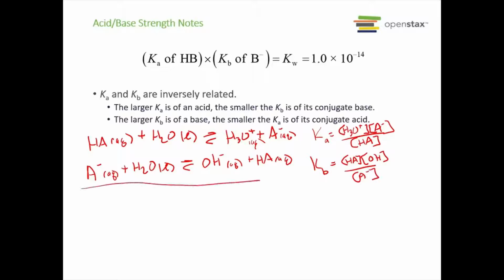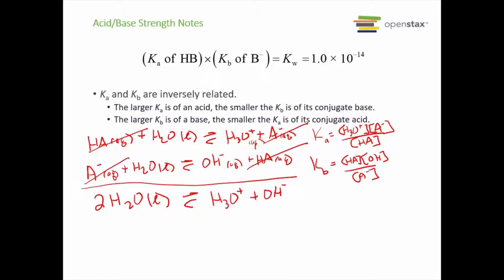And if we wanted to add up these two equations, what we see is we have HA on both sides that cancel out. The A minuses are on both sides and cancel out. And then we add everything up and we get 2H2O becomes H3O plus and OH minus, which is the equation for the autoionization of water. And when we talk about equilibrium, we talked about how when you sum a reaction up, your overall K is equal to the product of your individual Ks.